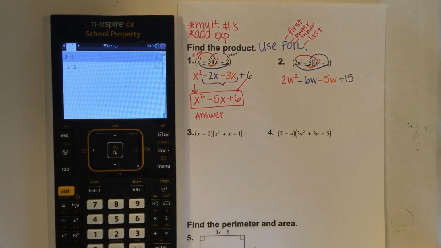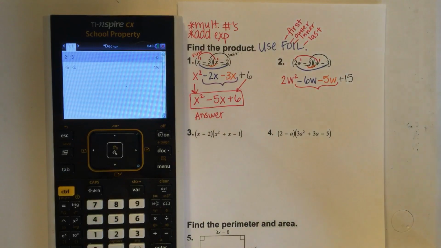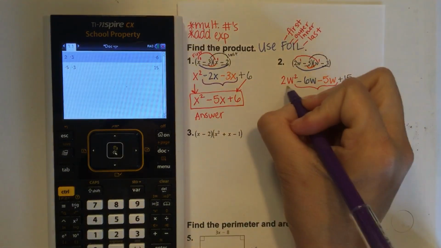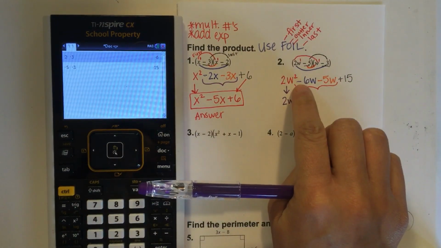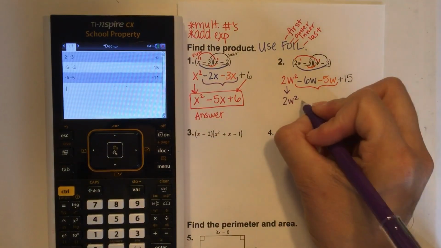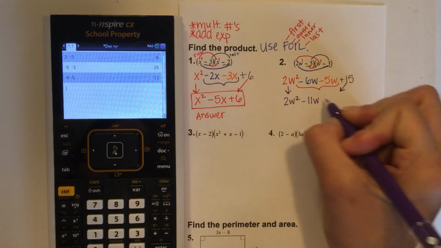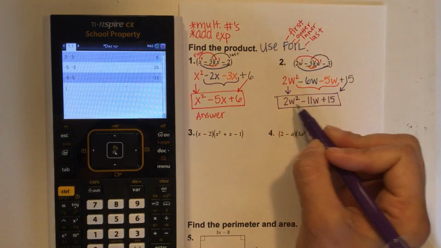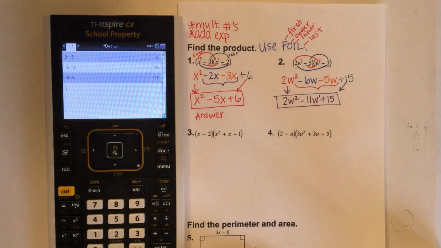Again, you need to combine your like terms. The like terms are these middle terms. Negative 6w minus 5w. So first bring down 2w squared. Combine negative 6 minus 5, negative 11w. And then you bring down your plus 15. And you're done. w to the second power, w to the first power, so this is in standard form.